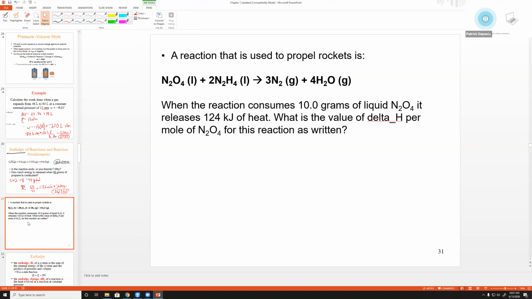So rocket propulsion. All right, so here's an equation for rocket propulsion. When the reaction consumes 10 grams of liquid N2O4, it releases that many kilojoules of heat. What is the value of delta H per mole of N2O4? That's what it's asking for, for this reaction as written. So again, I will give you 5 minutes, until 10:12, to complete this one, and then we will come back and go over it.